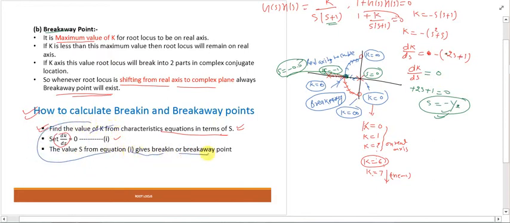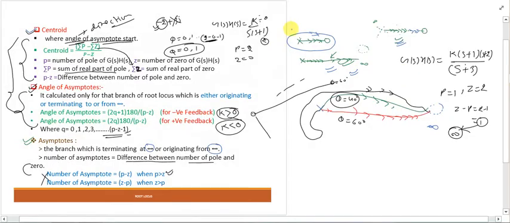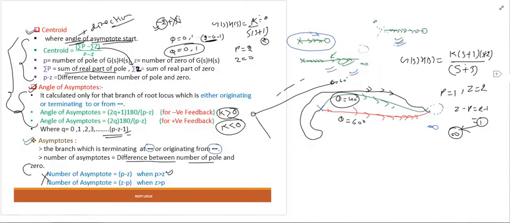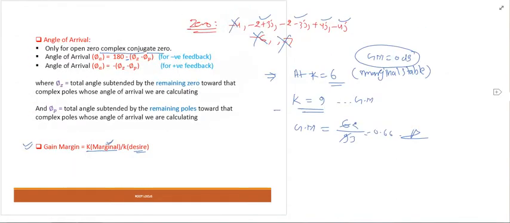This is the step, and we can also calculate the centroid here. We have already seen what the centroid is and how we can calculate it. In the next slide we see what the angle of departure and the angle of arrival are, and also what the gain margin of the system is. Next class we will solve a number of problems on root locus. Thank you.